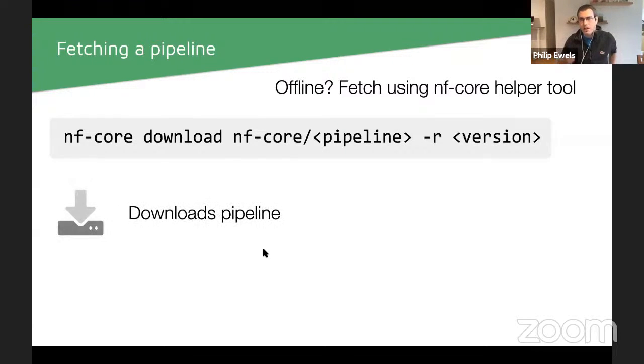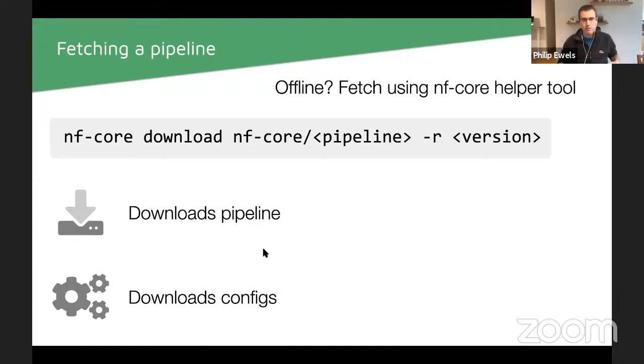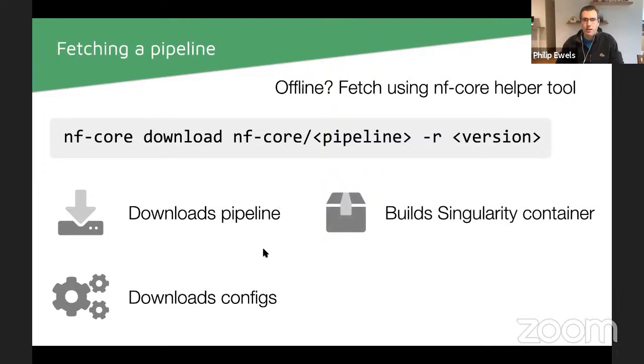And when you do this, it will download the pipeline code from GitHub. It will download all of the institutional configs. I'll come on to those in a second. If you use the --singularity option, it will build the singularity image for you. And then it takes all of these files and puts them into a tar.gz file for you, or a different compressed type if you like, and even gives you the command you need to extract it, because I don't think anyone can ever remember those.